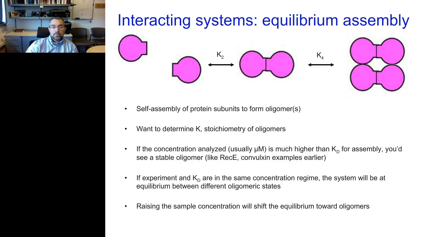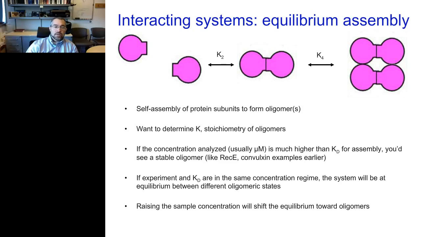So one of the primary ways that AUC is used is to look at equilibrium assembly, in which we have a monomer that is assembling to a dimer or a tetramer or whatever other thing, okay? So from especially the equilibrium experiment, we can determine the equilibrium constants. From both equilibrium and velocity, we can determine stoichiometry of oligomers.